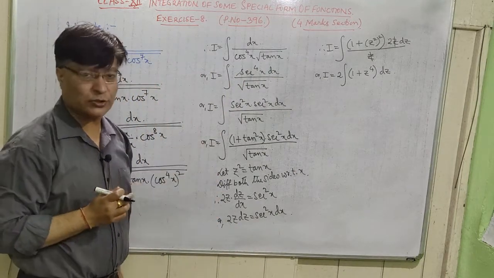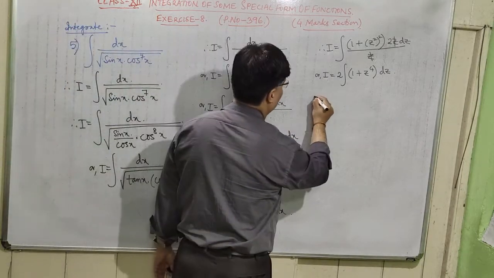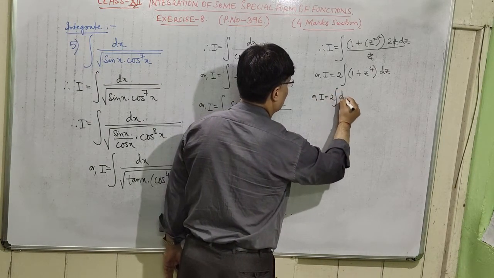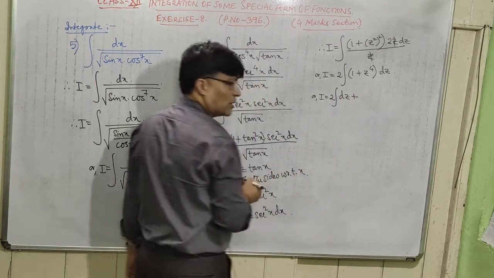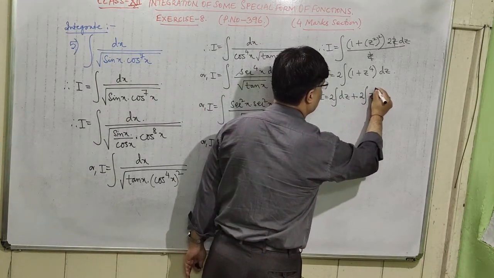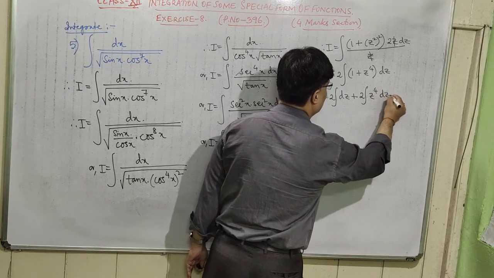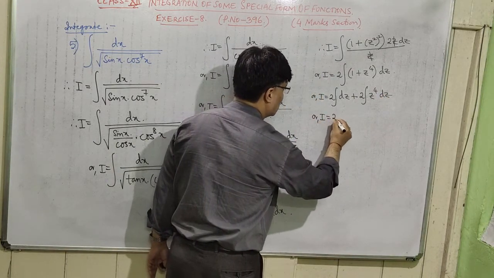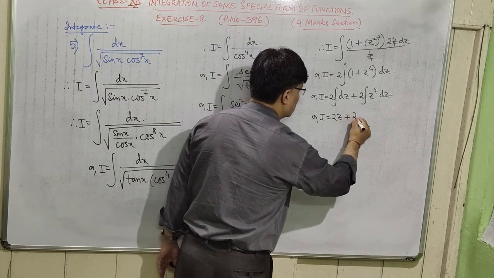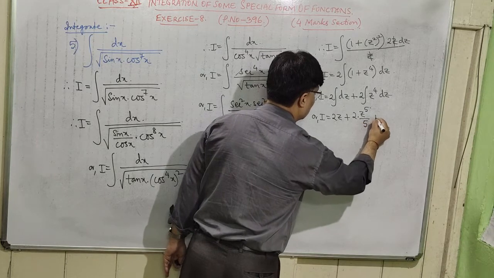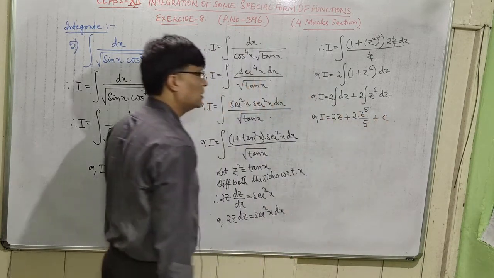So I think you have understood it. So now you can separate the terms, or I is equal to 2 integral sign dz plus, what is the second term? 2 integral sign, this is z to the power 4 dz, or I is equal to, this is your 2z plus 2 into z to the power 5 divided by 5 plus c.